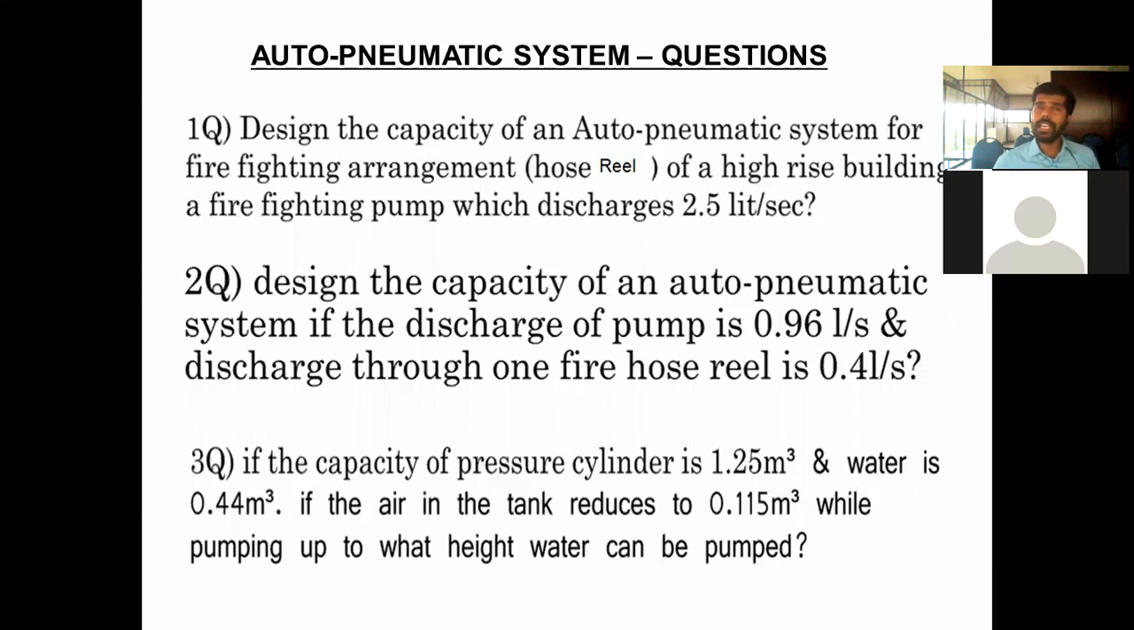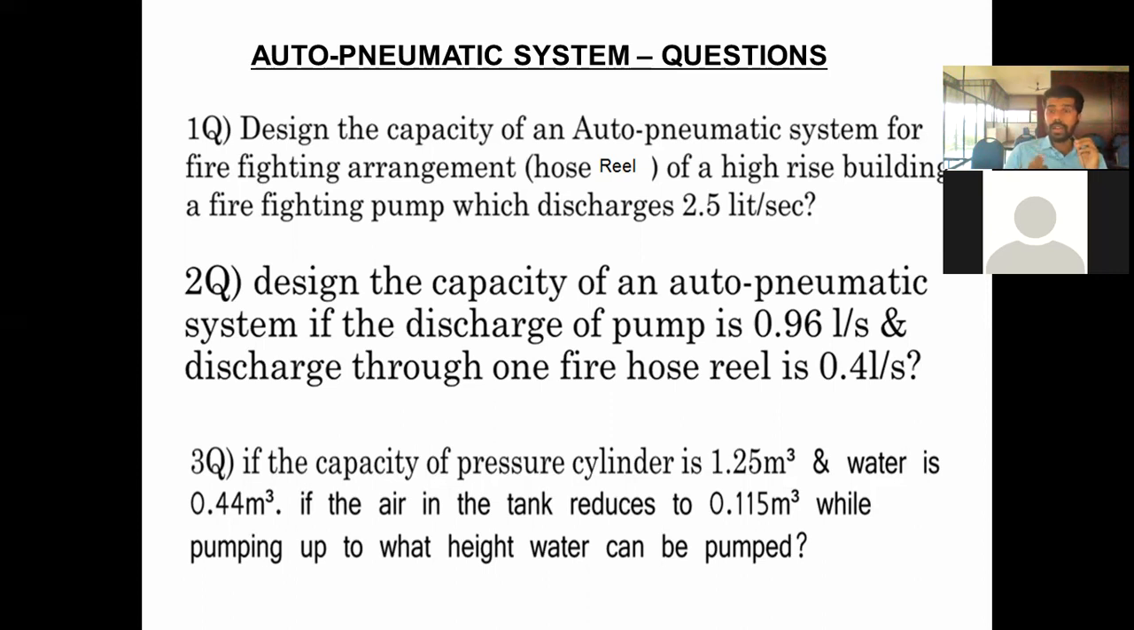the jockey pump. This jockey pump is very important in the firefighting system. Because in the firefighting system, there are two pumps. One is the main pump and another one is the jockey pump. When a fire occurs, this main pump will work, and it will give the water to the space where there is fire.